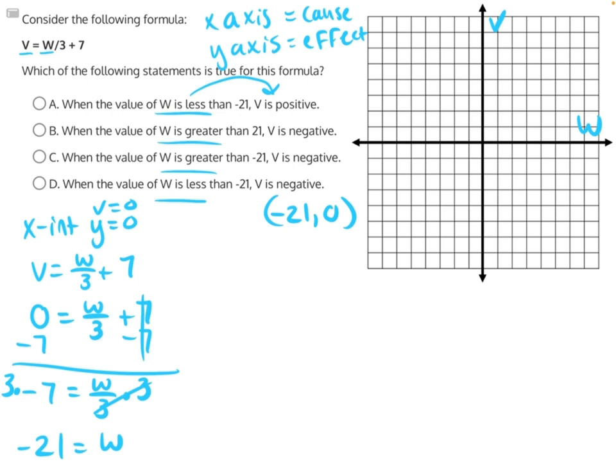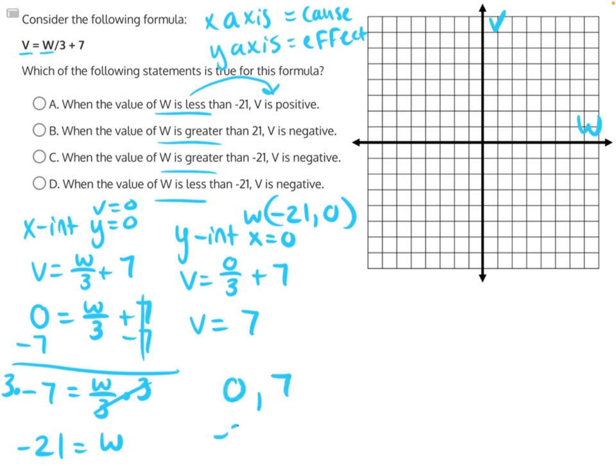Now let's find our y-intercept, or when x is equal to 0, in this case, w. When I rewrite this expression, I'll get v is equal to w, which is 0 over 3, plus 7. 0 divided by 3 would just give us 0, so we'll have v equals 7. And that's it. Our next point is going to be 0, comma 7.